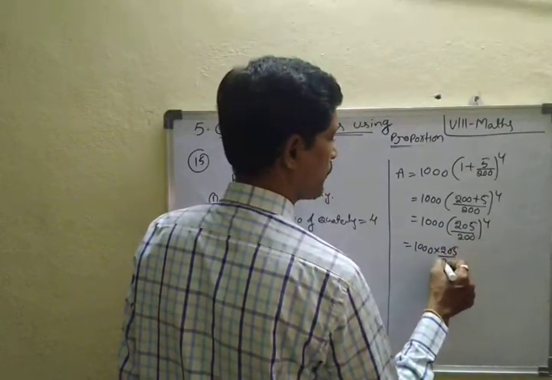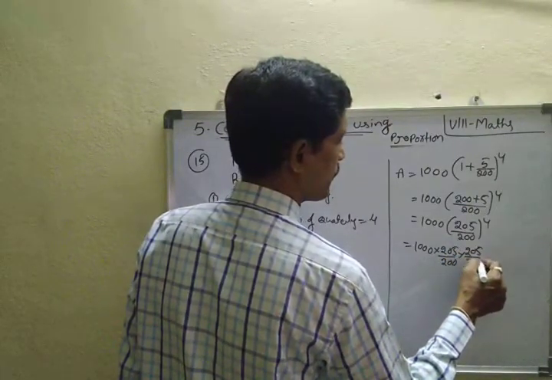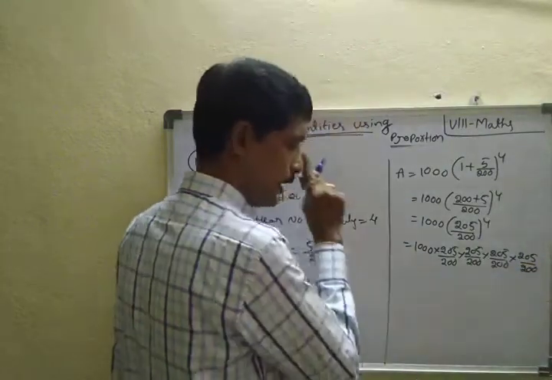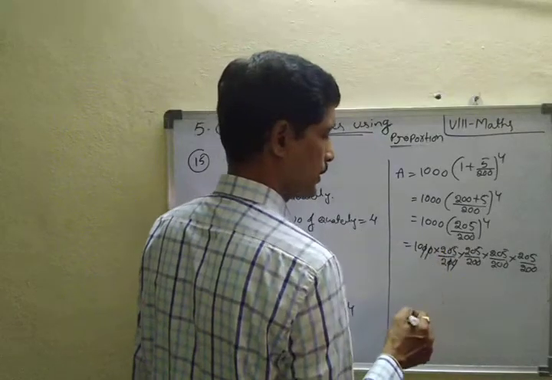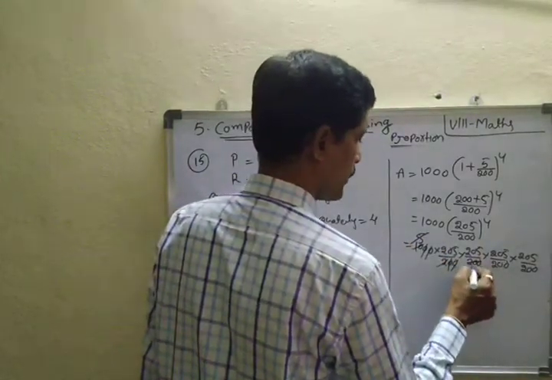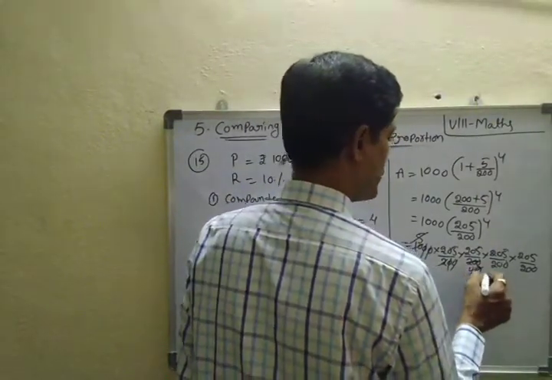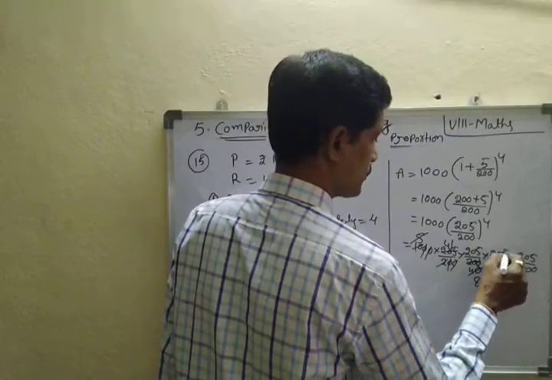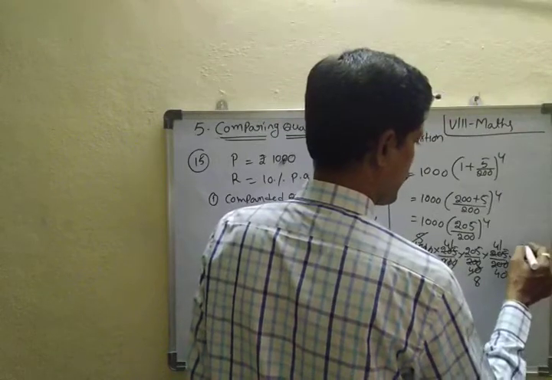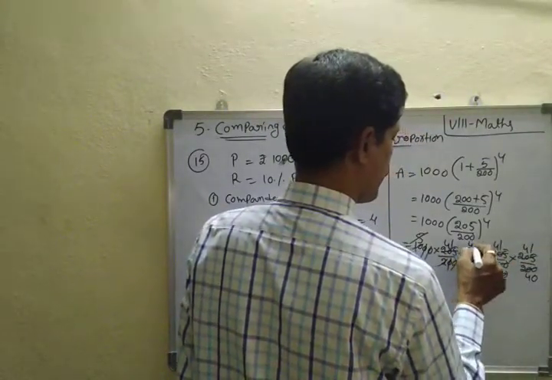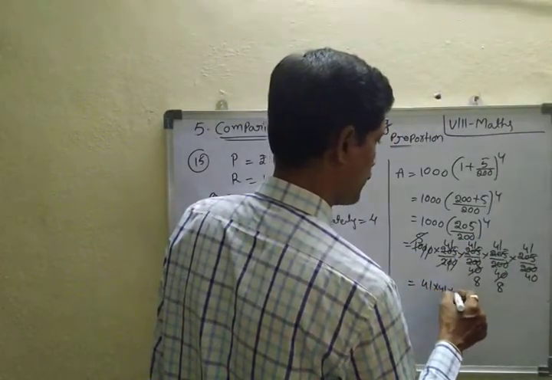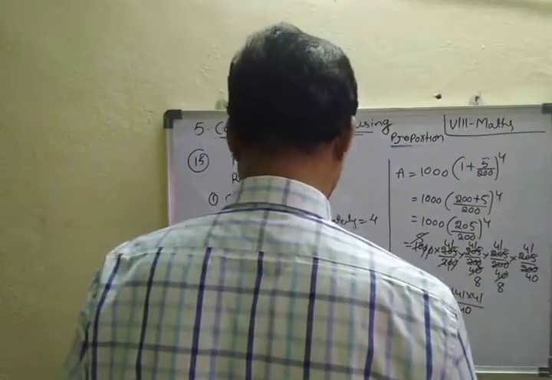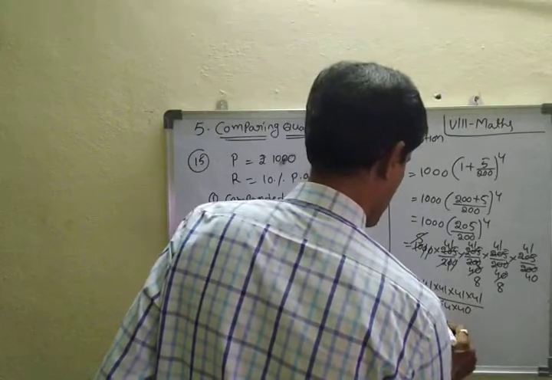Here 205 by 200, written four times. The zeros get cancelled. 5 fives are 25, 5 eights are 40. Simplify, here 41 into 41 into 41 into 41 by 64 into 40. In total you get 1103.81 rupees.